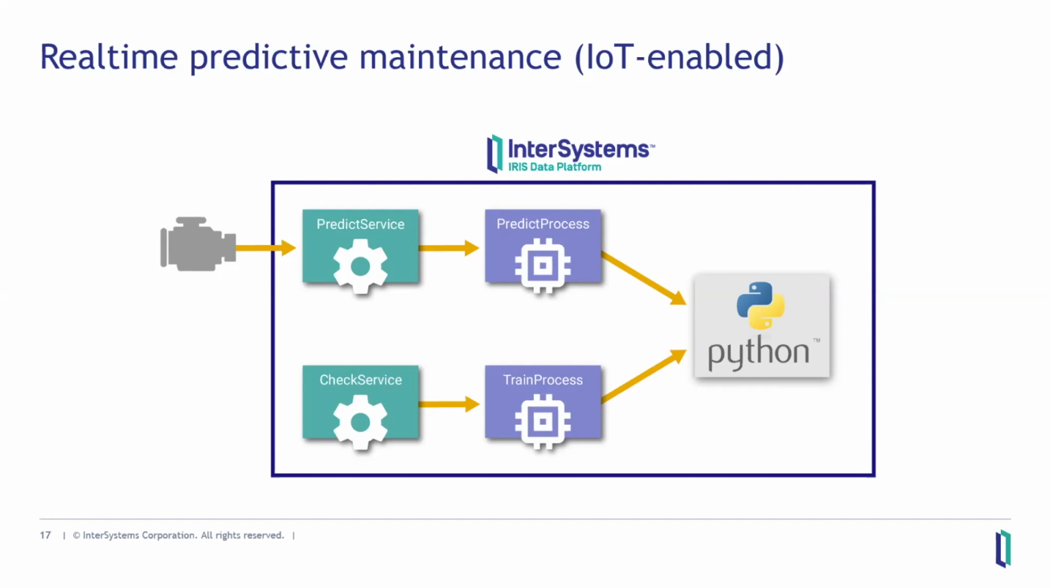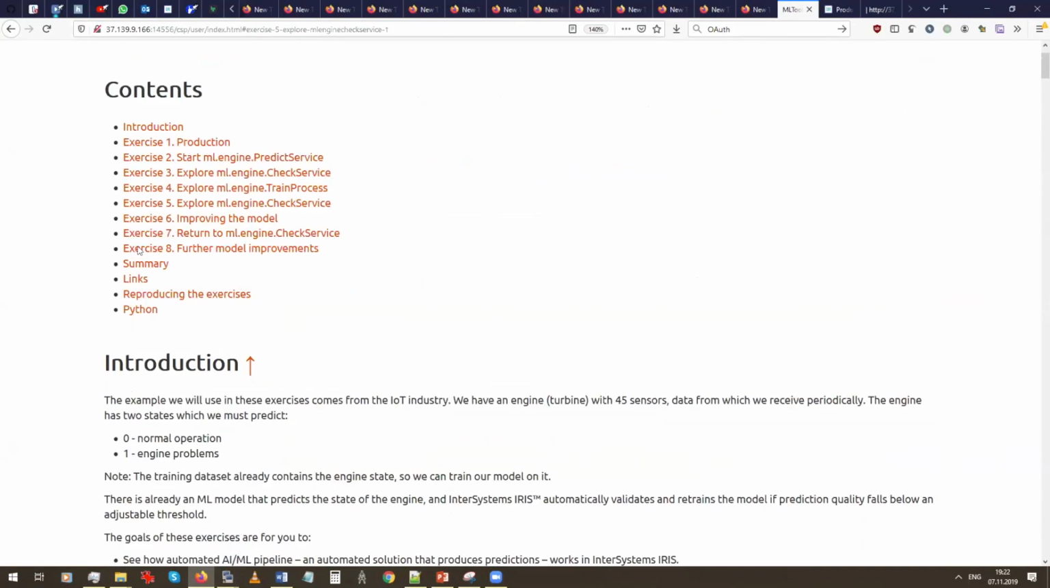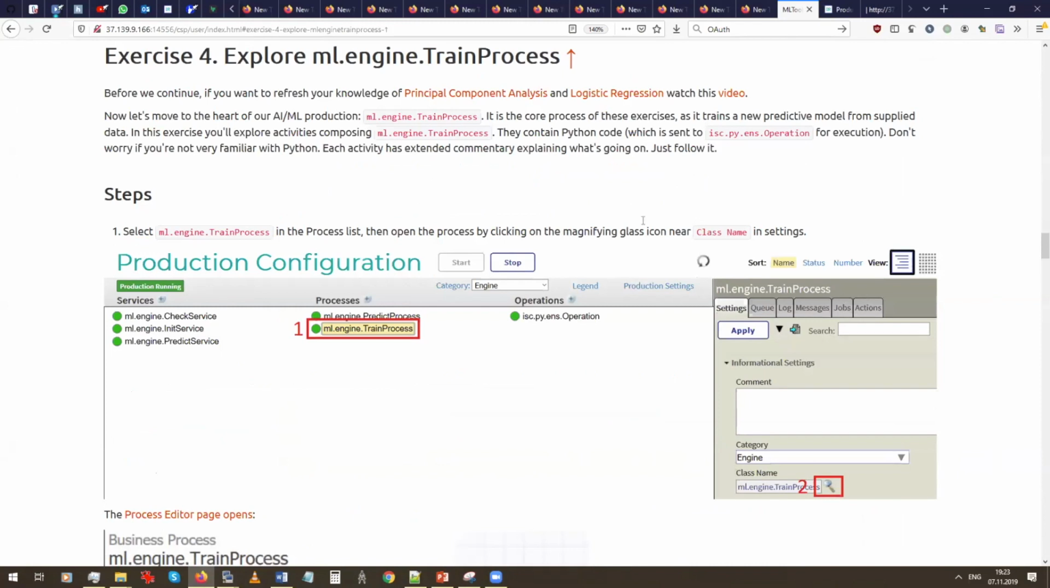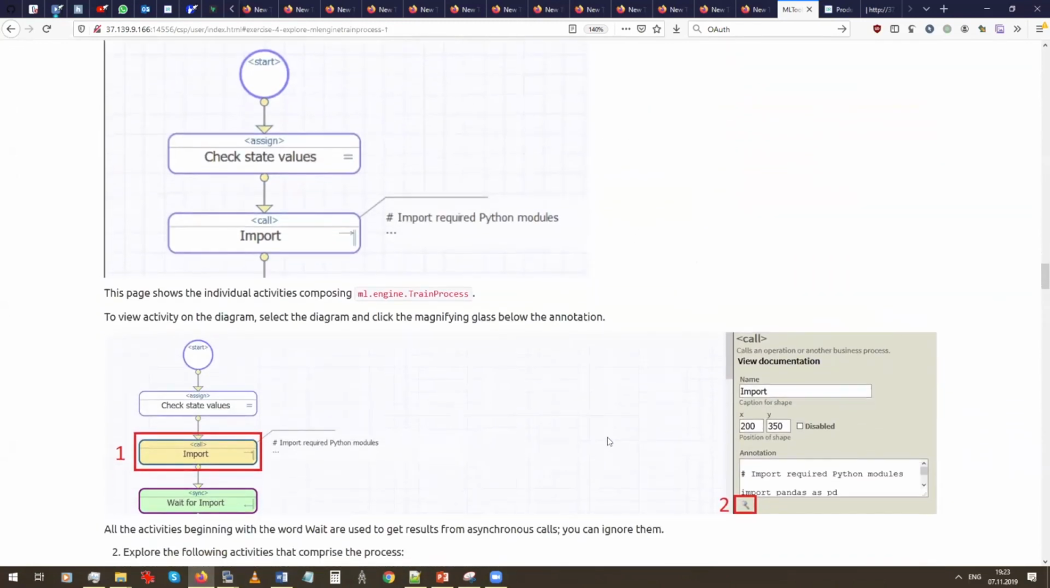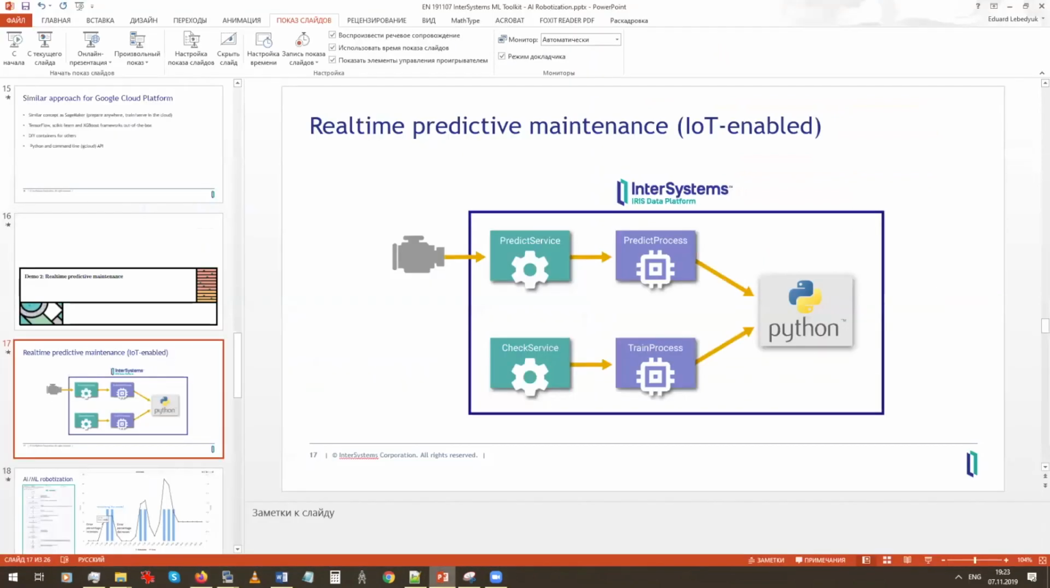So here is how it's done in this example. We have the InterSystems IRIS data platform. And inside that, we have several components. We have Python operation, which is used to hold our Python code. And first of all, we have the train process. The train process simply has all the parts. Let me show you how it looks for a second. Yes. All right. So you can check the Python code inside the process, and it's used to train the model.